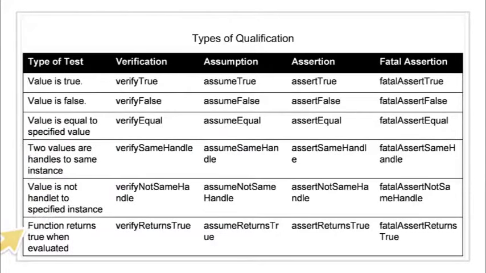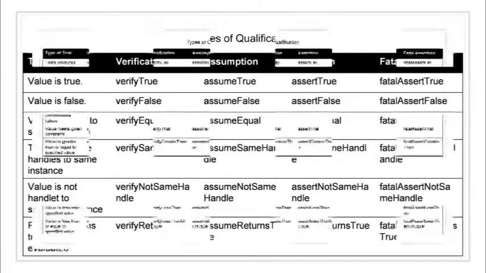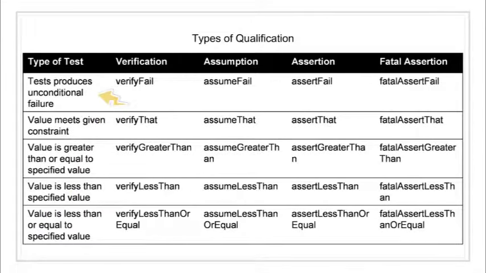Then we have function returns true when evaluated. So if the function returns true when it is evaluated, then the test is passed, otherwise it is not. Continuing, we have tests that produce unconditional failure. These are verified by methods like verify fail, assume fail, assert fail, and fatal assert fail. Then we have value that meets a given constant. So this constant can be a logical constant or a numeric constant or a constant constant.